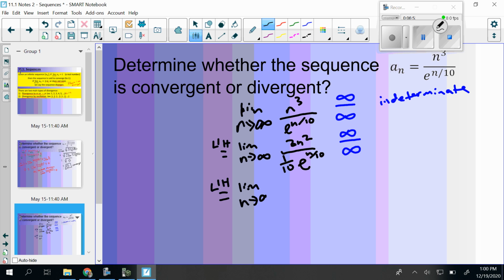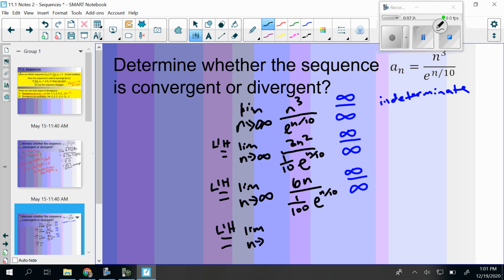So let's take derivatives again. So now on top we got 6n. On bottom, derivative of that would be, again, using chain rule, but we'd have a 1/10 times another 1/10 here when we do chain rule, meaning this would be 1 over 100 now. Still going to be very large, and the top, 6 times infinity, is still going to be infinity. So it looks like, again, use L'Hopital's here. So let's use L'Hopital's another time.